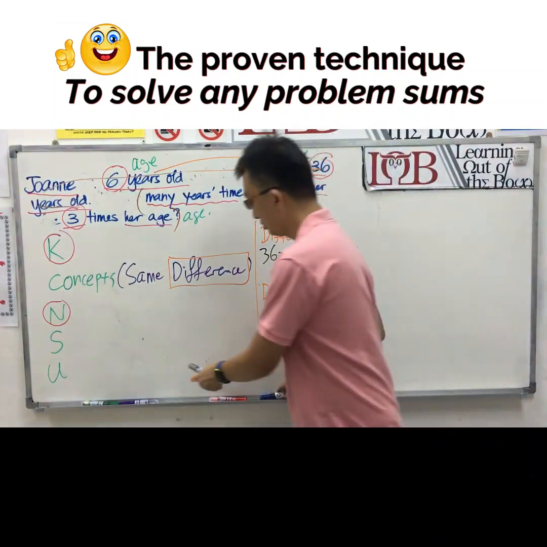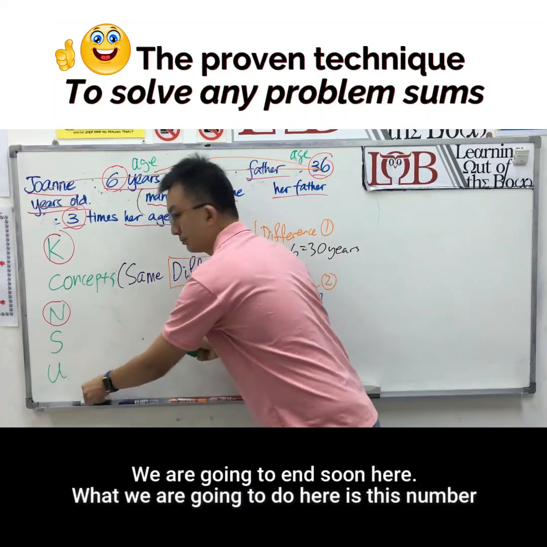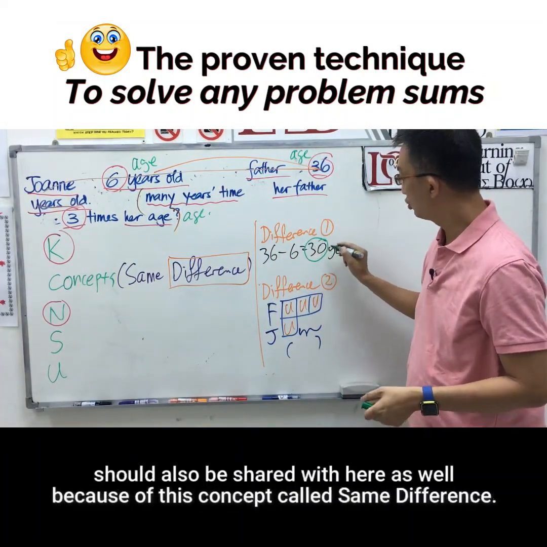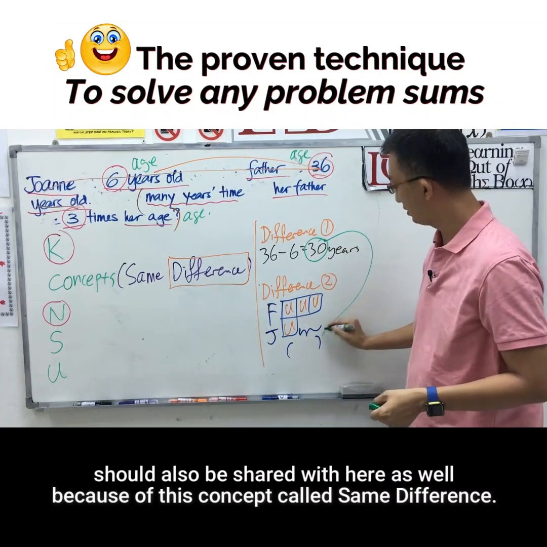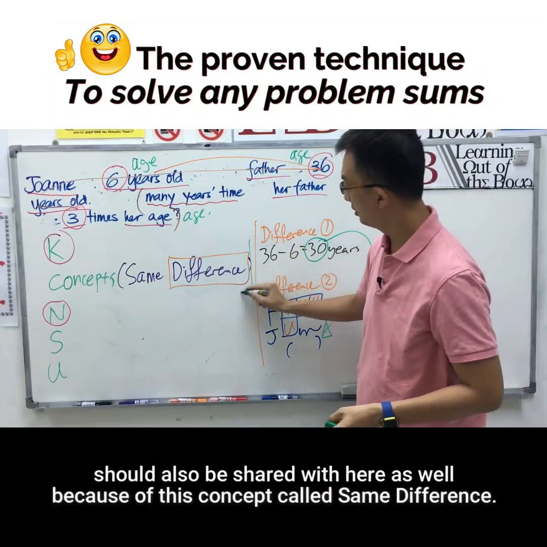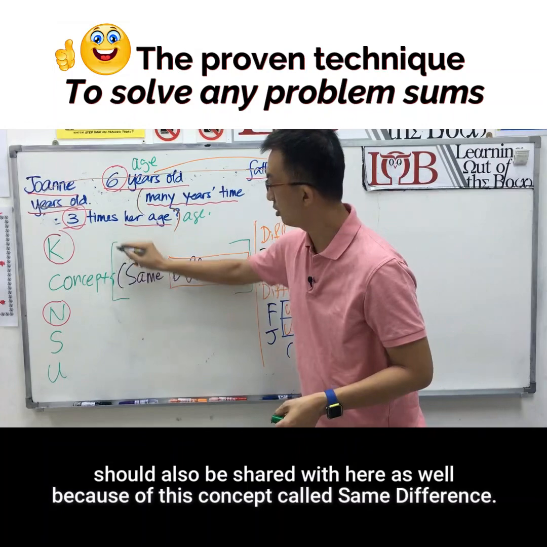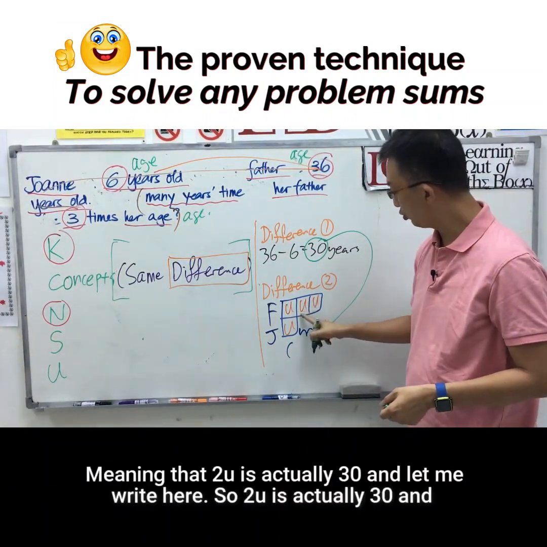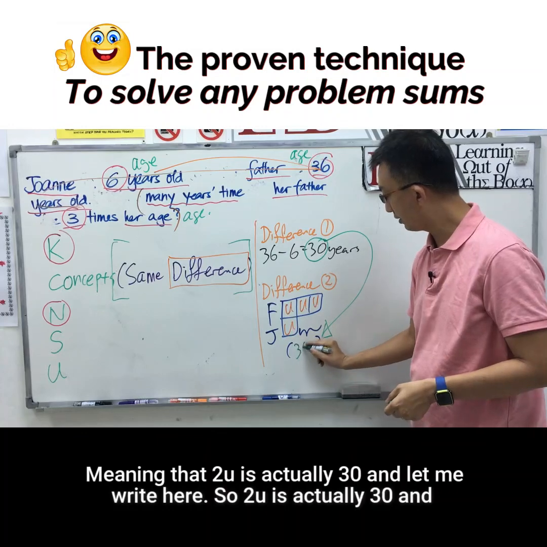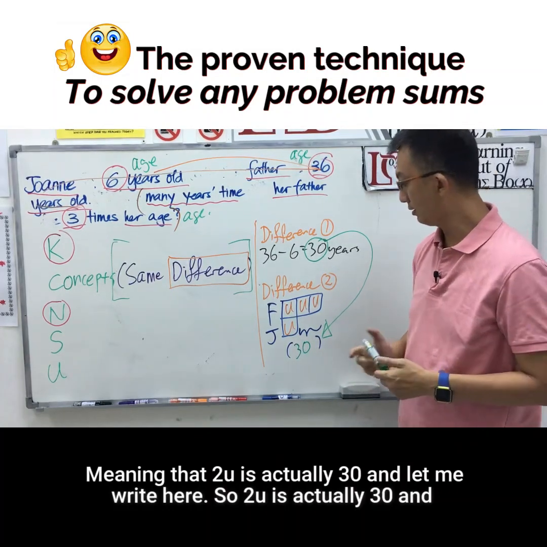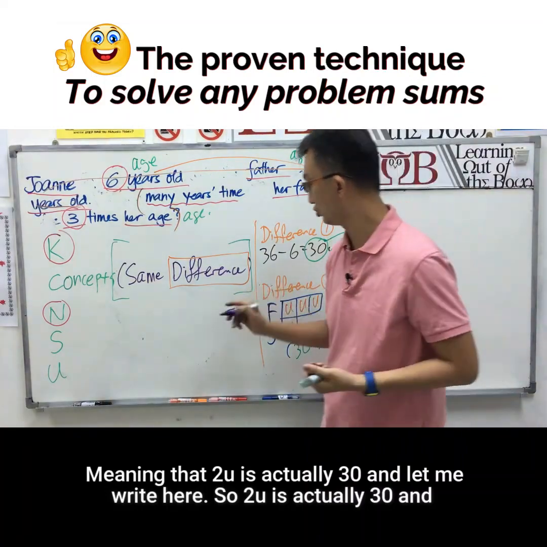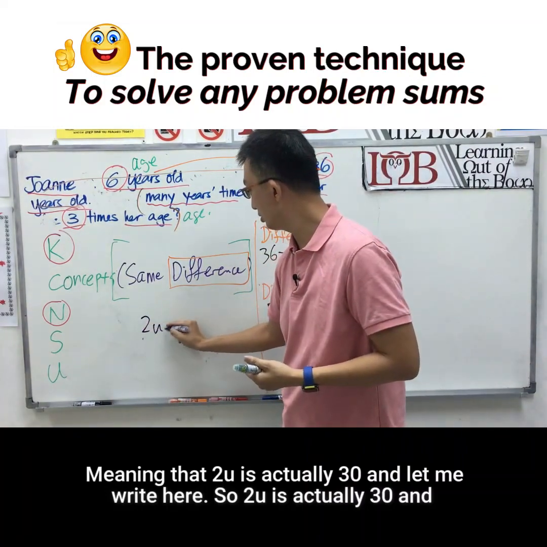So we are going to end soon. What we're going to do here is this number should also be shared with here as well because of this concept called same difference. So meaning that 2u is actually 30. And let me write here, otherwise I'll be shifting more to the end of the classroom. So 2u is actually 30.